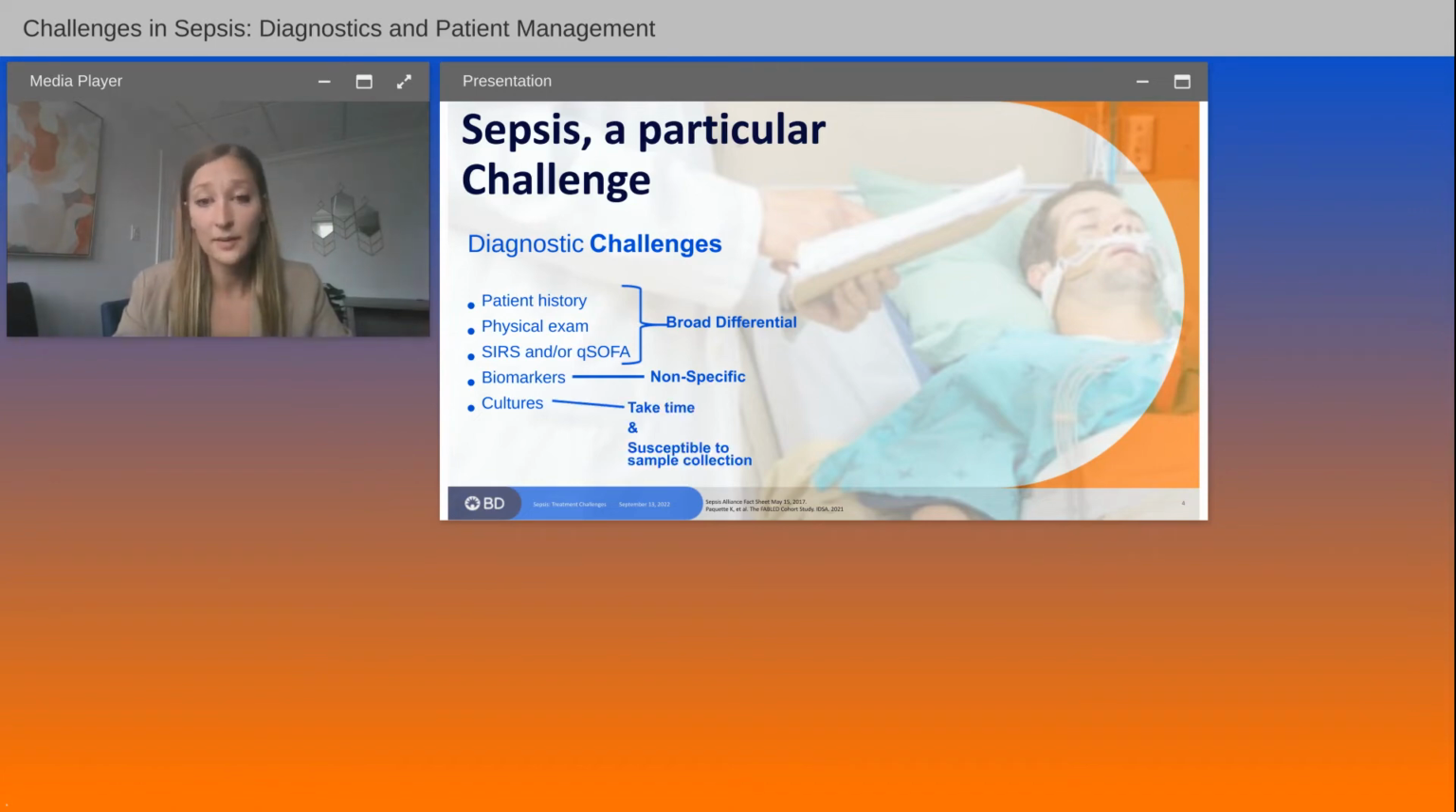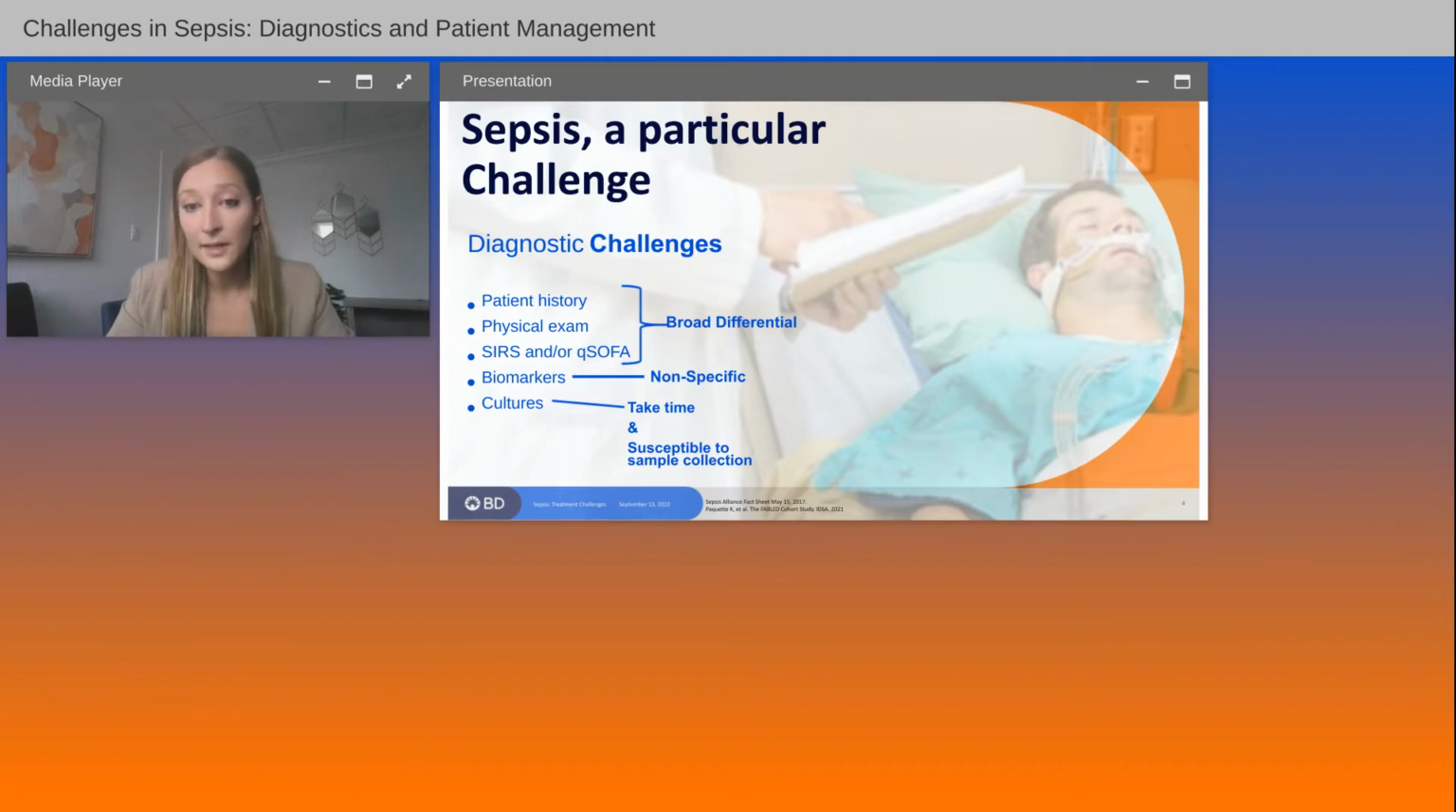And again, we talked about cultures being one of the mainstays of treatment here and really helping us to objectively identify an infection and the causative organism. Of course, Dr. Murray talked about a lot of the modifiable factors that can impact the quality of cultures. So there are some weaknesses with cultures we can tackle.